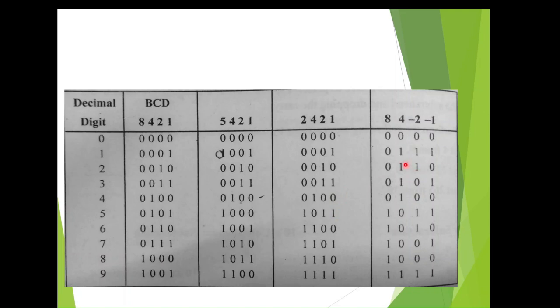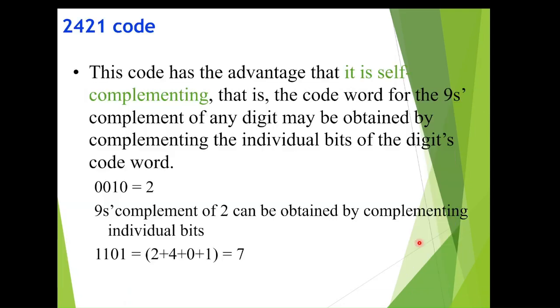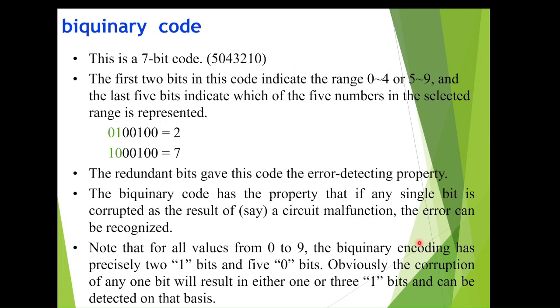Similarly, if I go for this 84-2-1 code, that is also a self-complementing code. The first number 0000, last number 1111. For 1 it is 0111, and for 8 it is 1000. Likewise, all the numbers are just complement of each other. The first half is the complement of the second half.